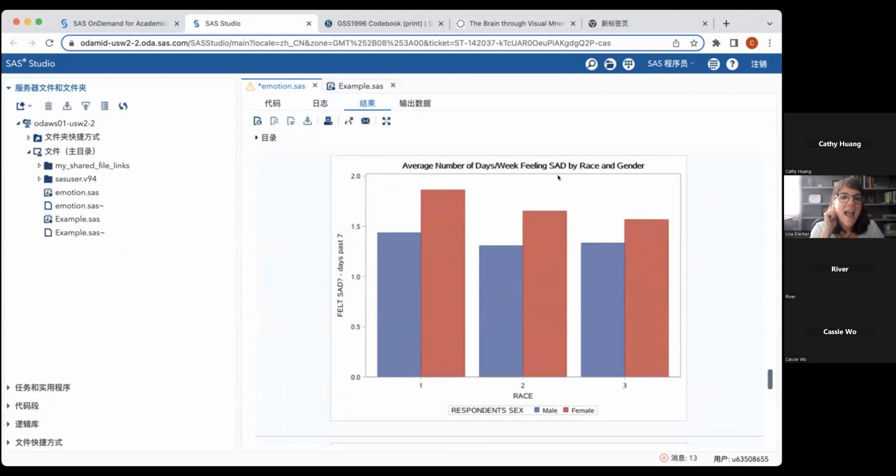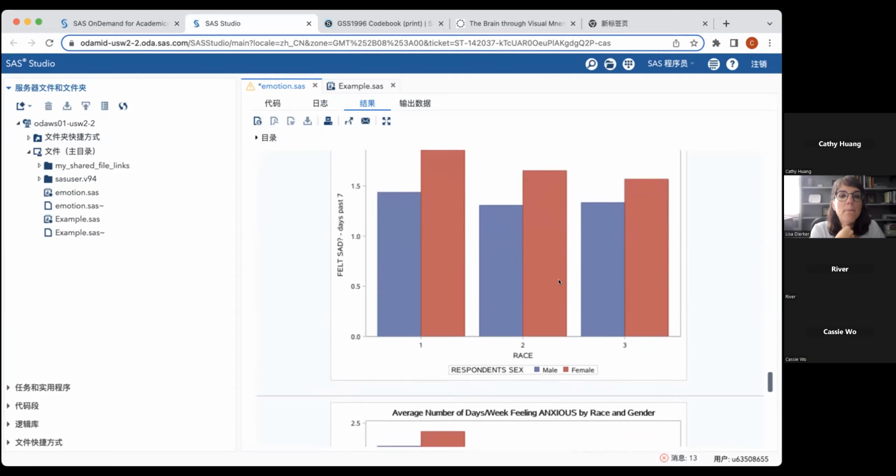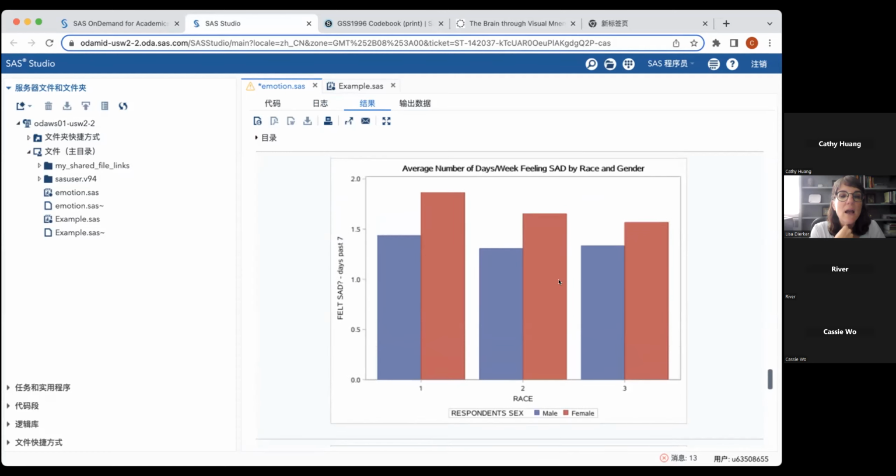Yes. And what's race 1, 2, and 3? What are those races? The 1 is white and 2 is black and 3 is other. Okay. So it looks like there's not much difference between the races. White women are a little sadder than the other two groups, but not a lot.